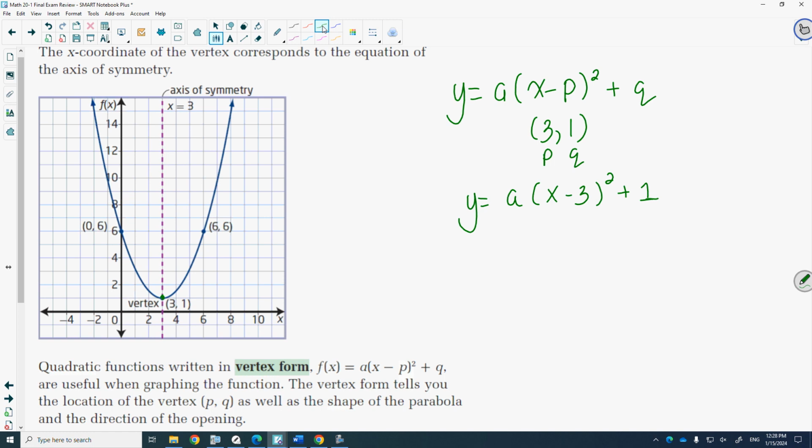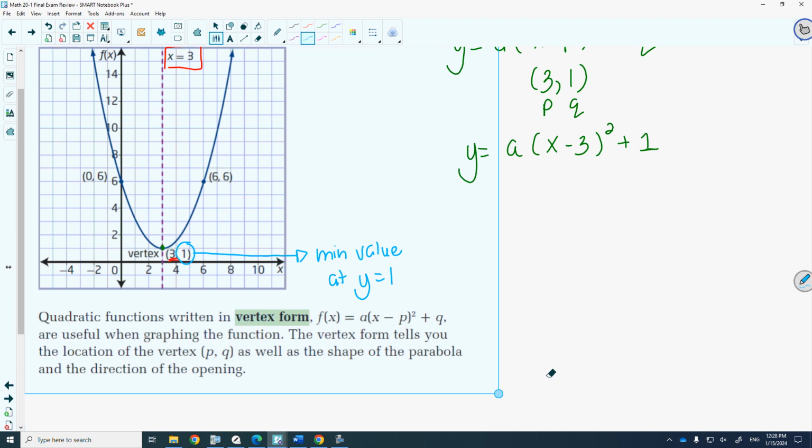Okay, if you were asked the equation, oh, they have it for you here. Here's the equation of the axis of symmetry. So it comes from the x value of the vertex and the y value. This graph opens up, so there's a minimum value at y is equal to 1. That will give you the range of the graph. So the range of this graph, the smallest y value is 1, the biggest is infinity. That would be the range.